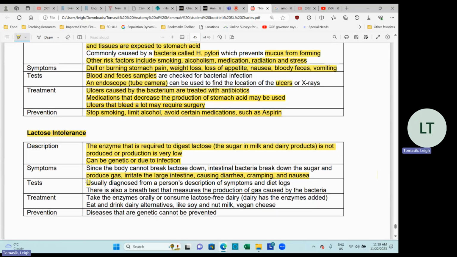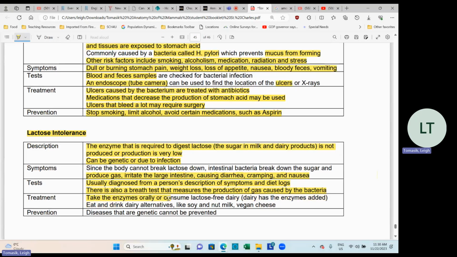How is lactose intolerance detected? Usually it's diagnosed from a person's description of symptoms and diet log. So if every time you have dairy you get sick, they know you have lactose intolerance. There's also a breath test that measures the production of gas by the bacteria. So if you have a lot of methane in your breath, they can detect it and assume that you have some sort of digestive disorder.